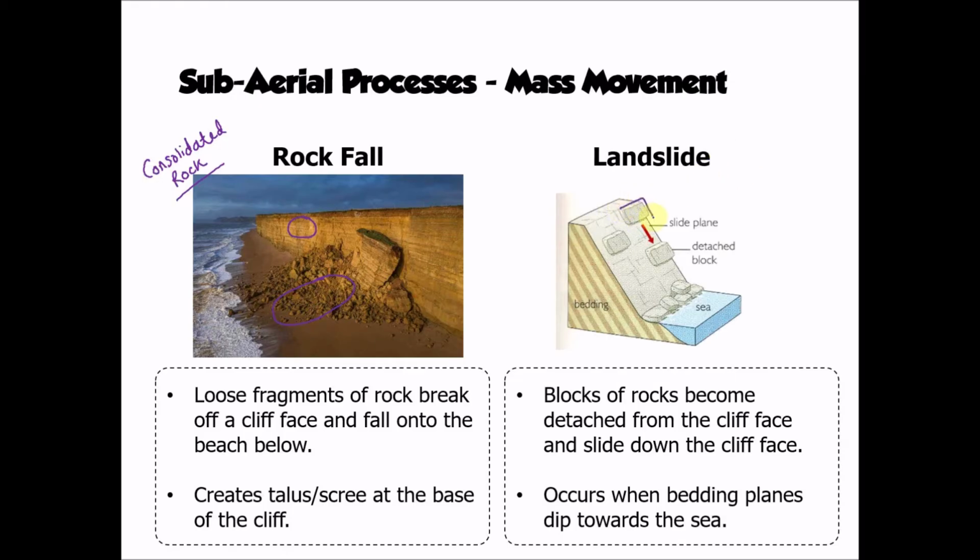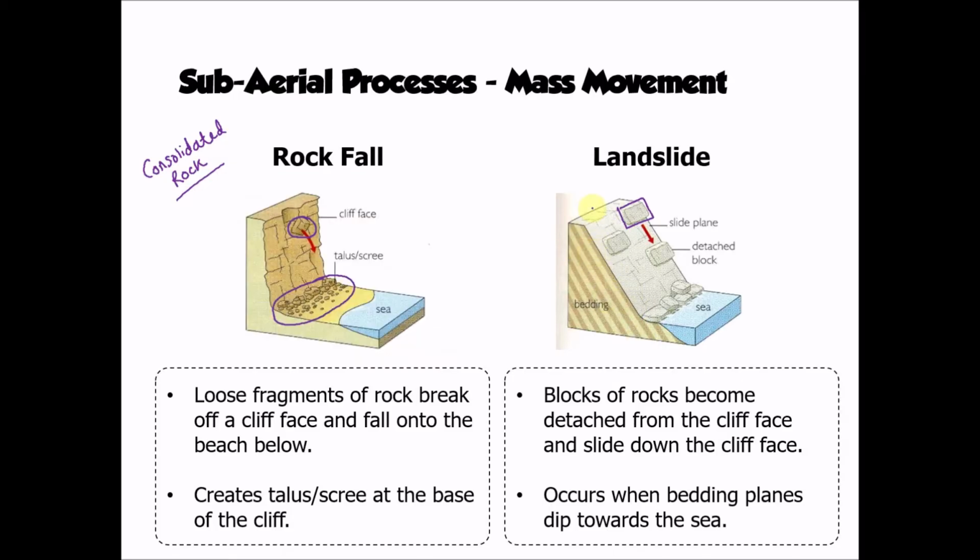A landslide is similar in many ways. We're talking about large chunks of rock again, but this time, rather than them falling onto the beach, they are sliding down the cliff face. Notice how the bedding planes of the rock, the layers of rock, are dipped towards the sea, rather than perhaps in the previous example, where the layers of rock would be almost horizontal like that. So where they dip towards the sea, where they're angled like that, that creates the weaknesses which are pointing towards the beach, and therefore that rock is going to break off and slide down the cliff face, as we can see here.